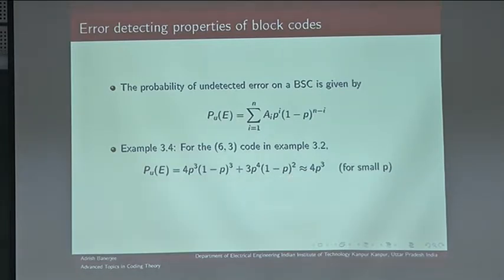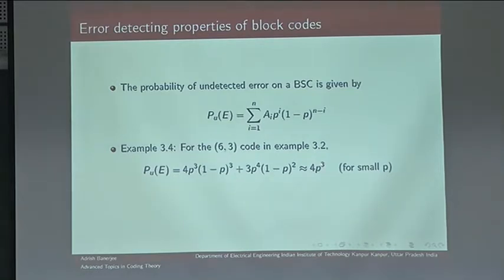Now typically this crossover probability is much smaller. So p raised to 4 will be a much smaller term, and 1 minus p will be closer to 1. So this is roughly of the order of 4 times p raised to the power 3. And this was a (6,3) code.